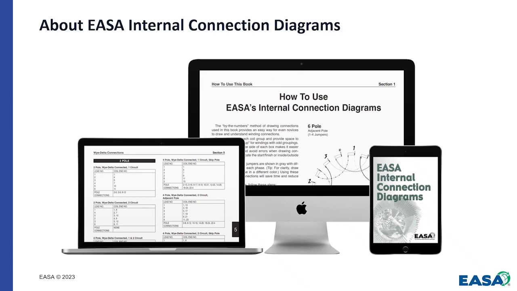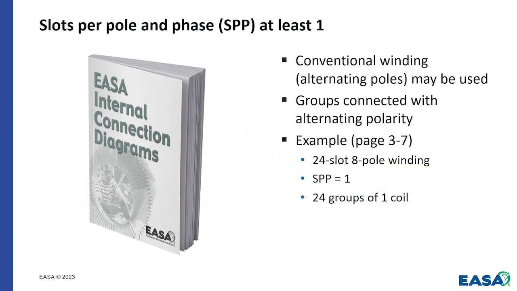The first example we're going to go through is what we would call the conventional winding. So when we calculate our slots per pole per phase, that number is at least 1. So we have enough slots to have at least 1 coil per group with a conventional winding where we're connecting our groups north, south, north, south, north, south. We're going to go through an example of a 24 slot 8-pole. So 24 slots, 8 poles, we need 24 groups. So that gives us 1 slot per pole per phase. We'll have 24 groups of 1 coil.